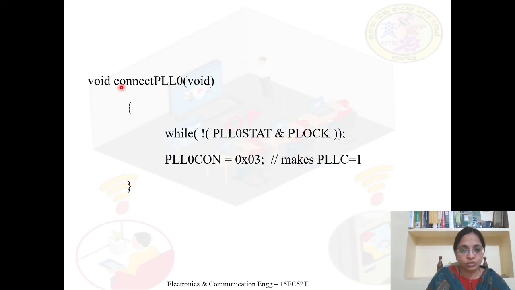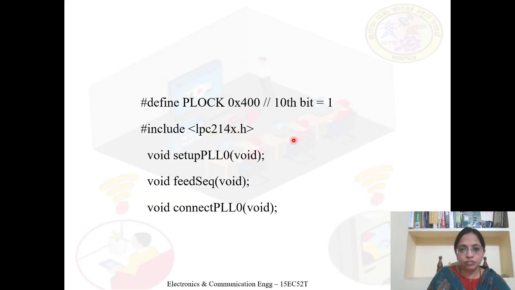The next function is the connect PLL function. Inside this connect PLL function, the first statement is a while statement, and it uses an inverted condition. And what is the condition? PLL0 stat is nothing but the status register of PLL0. It is ANDed with PLOCK. So what is this PLOCK? In the beginning of this program, we have defined PLOCK equal to 400 hexadecimal.